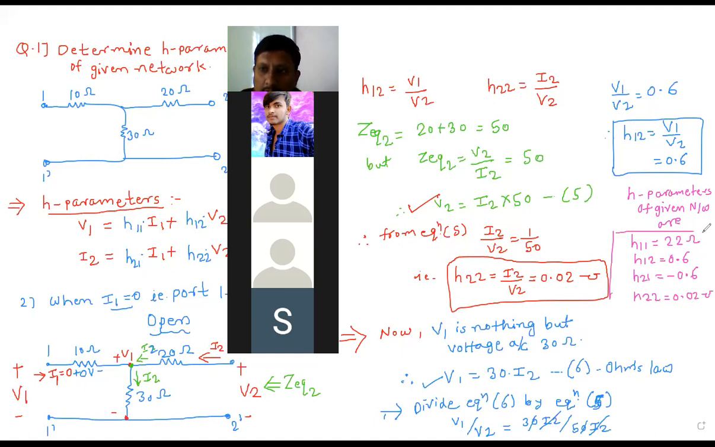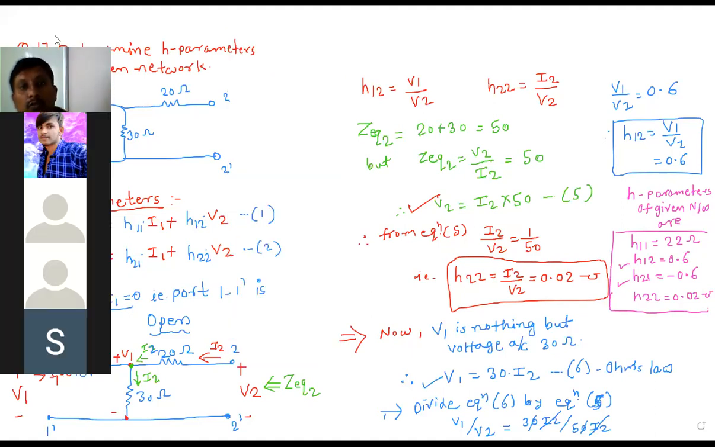Now from this, what can you conclude? The given network is bilateral. Yes. So H12 is equal to minus of H21. That's why I told in the theoretical lecture of H parameters that the given network is bilateral if H12 is equal to minus of H21. So it is following.